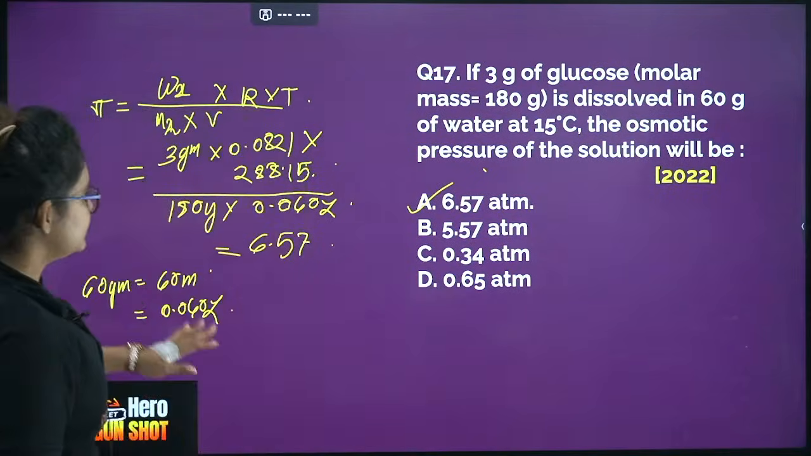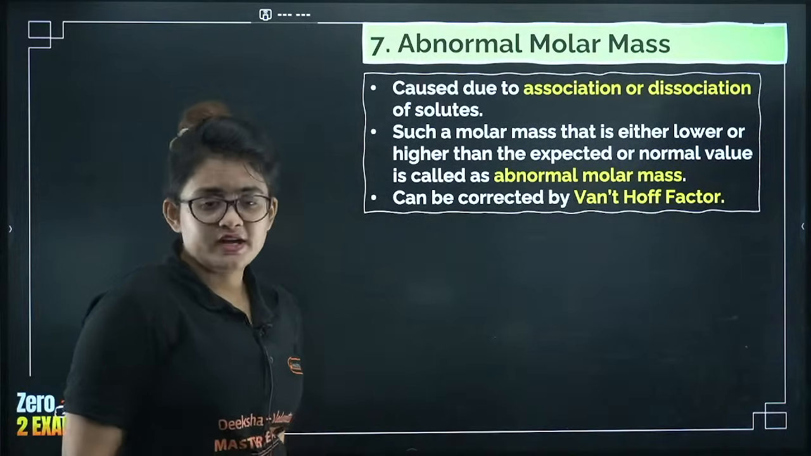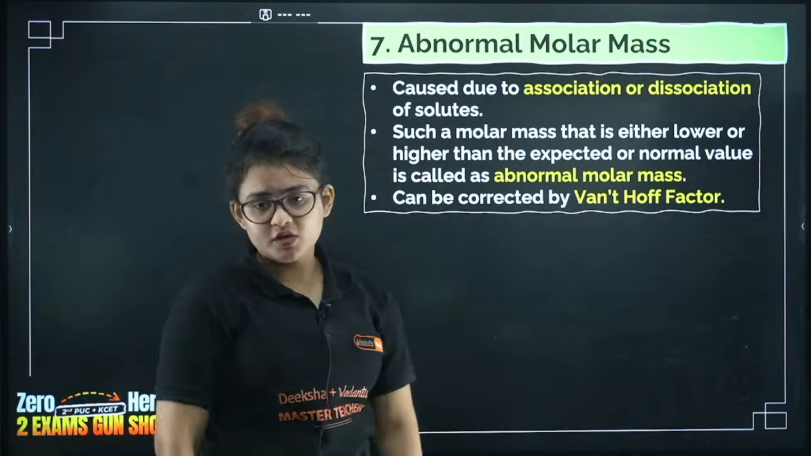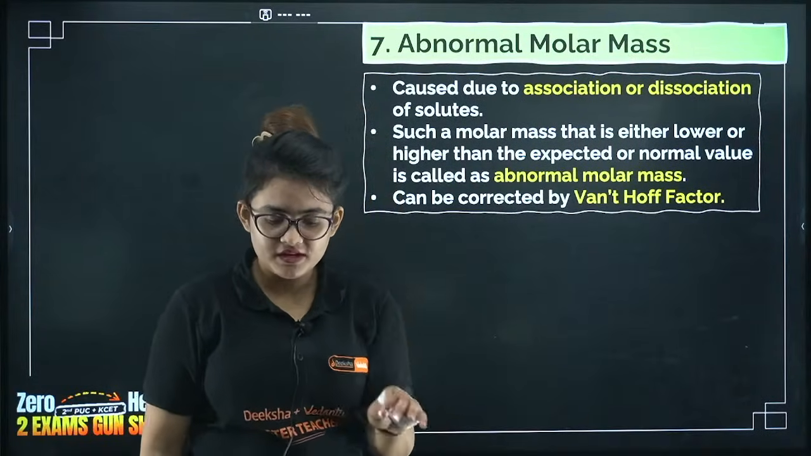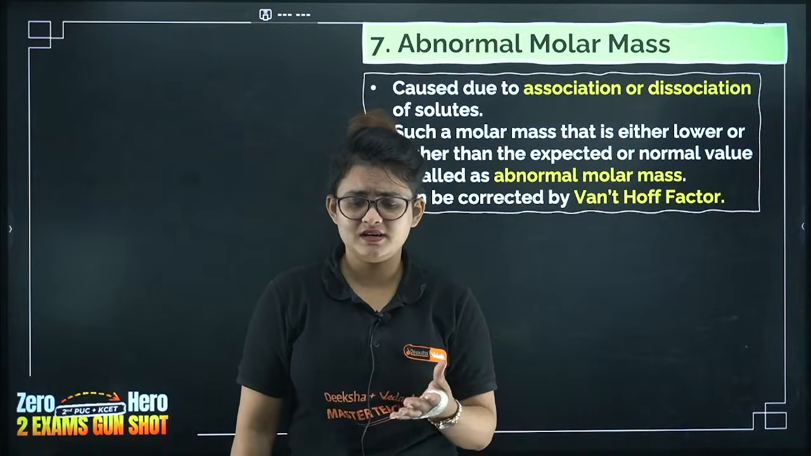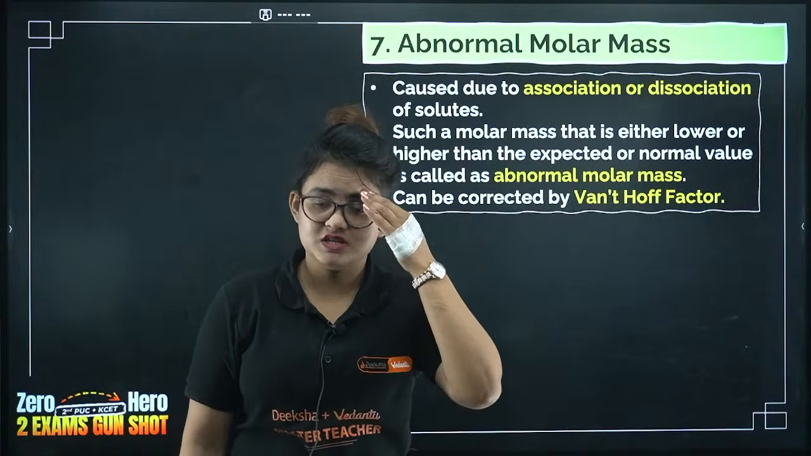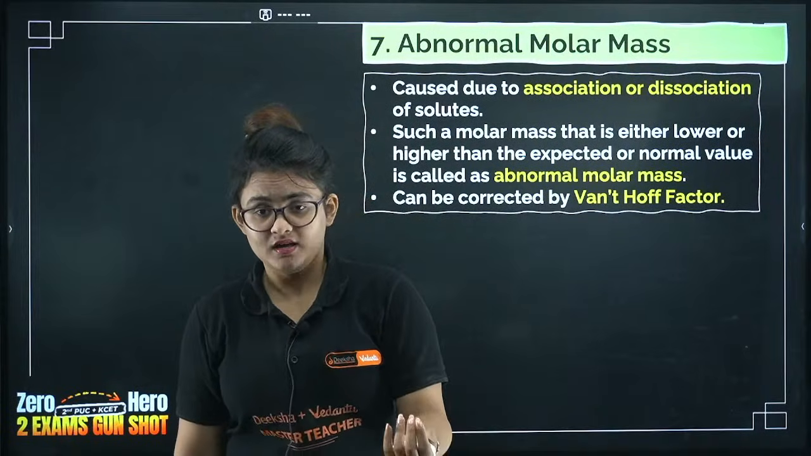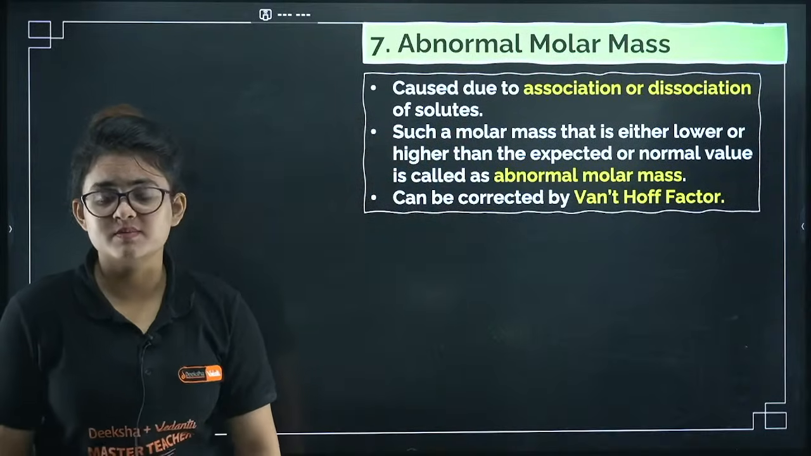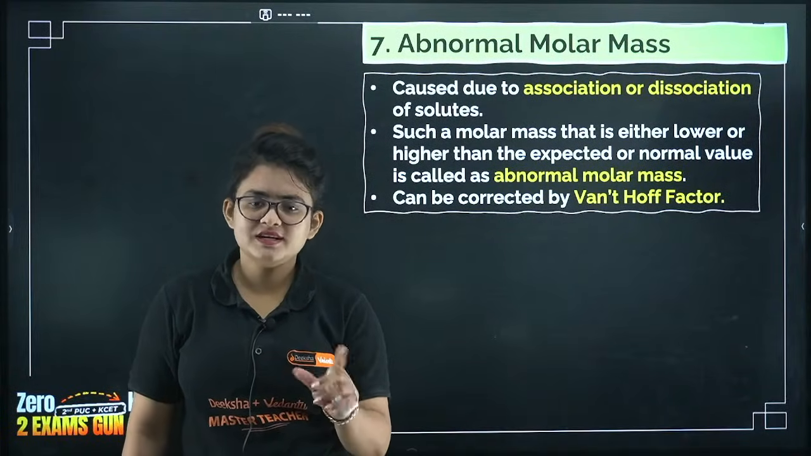Let's proceed further. I guess you understood it. Here you can see the last topic, abnormal molecular weight. This is caused because of association or dissociation of the molecule. Let's say you are adding NaCl; after putting it in the solvent it will be dissociated into Na plus and Cl minus. That is dissociation: you start with one particle but it gets converted to two particles. And association happens because of hydrogen bonding, where two molecules interact.